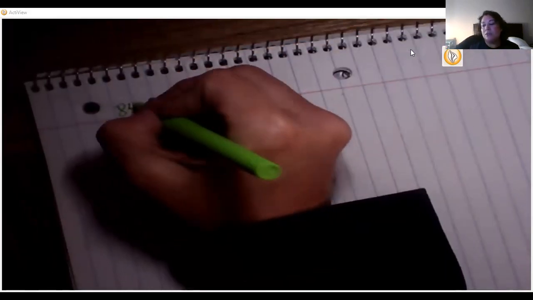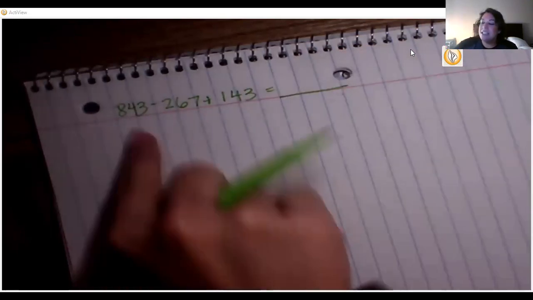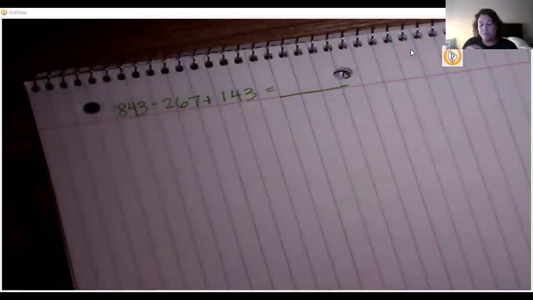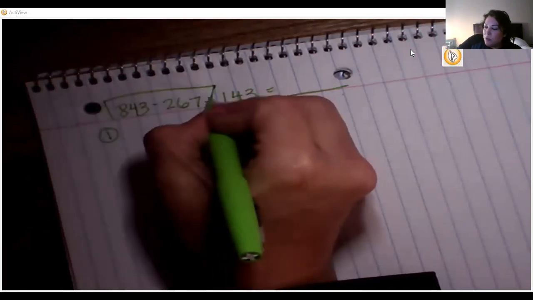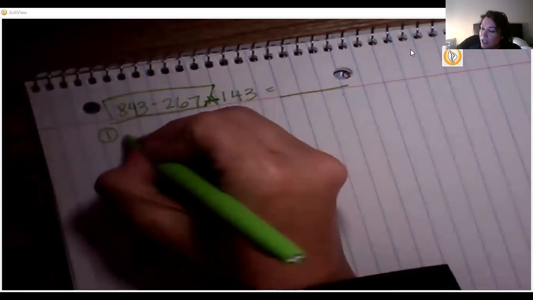My story was that there was 843 pieces of candy. The boys ate 267 of them, and then I bought 143 more pieces. So this is the problem we're going to solve. Whatever your word problem was about, the numbers are still the same because you're going to use the numbers that I gave you to make your word problem. So no matter what the story is, our problem is still the same. Let's make our steps. Whoop, I almost crossed out that plus sign. Re-edit. There we go.